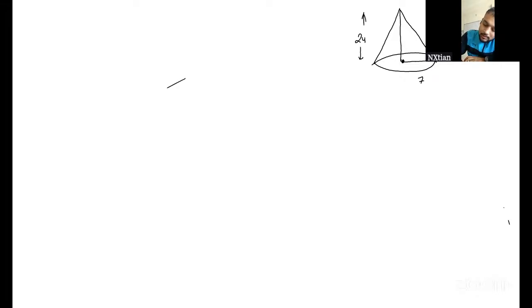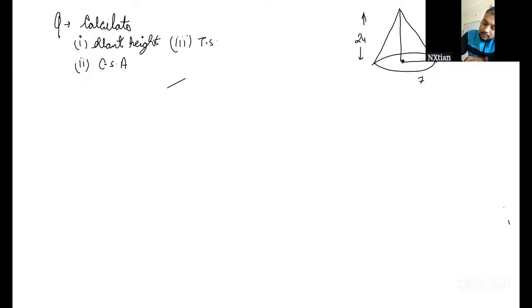So the question says, calculate first slant height, second CSA, third TSA, and fourth volume. So how will you do this, guys?